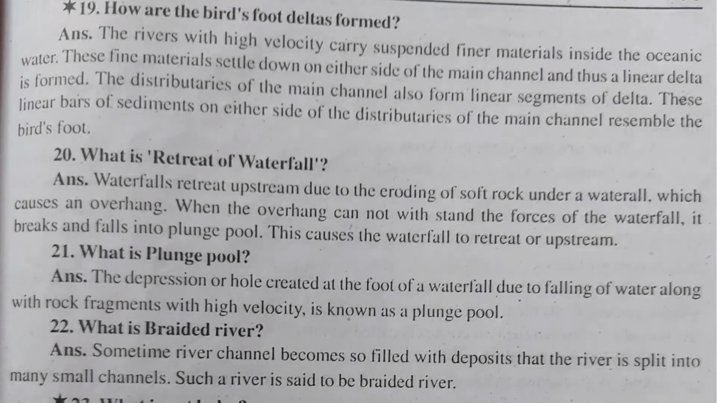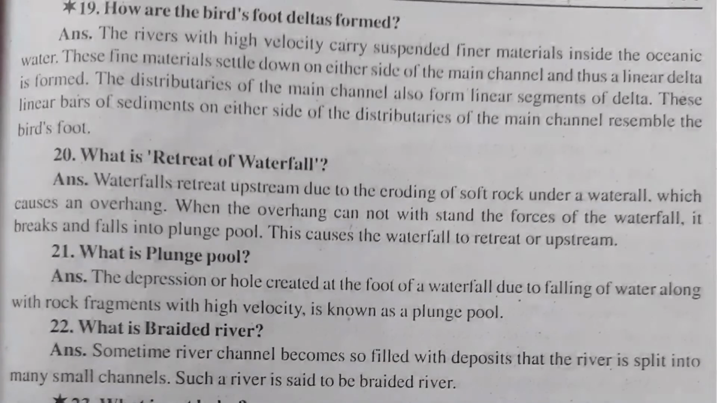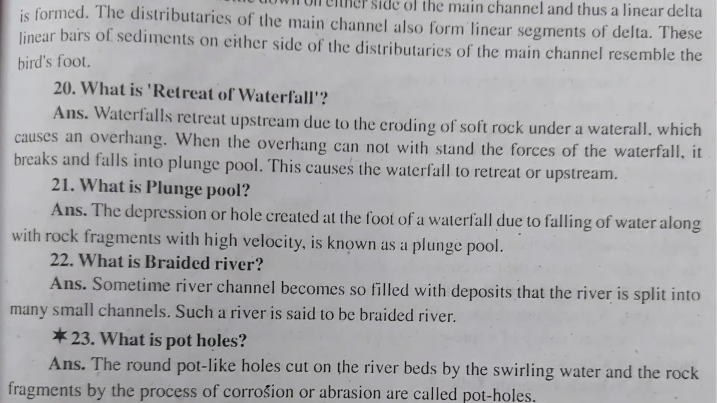Next question is, what is braided river? Sometimes a river channel becomes so filled with deposits that the river is split into many small channels. Such a river is said to be a braided river. Next question is, what are potholes? The round pot-like holes cut on the river beds by the swirling water and the rock fragments by the process of corrosion or abrasion are called potholes.